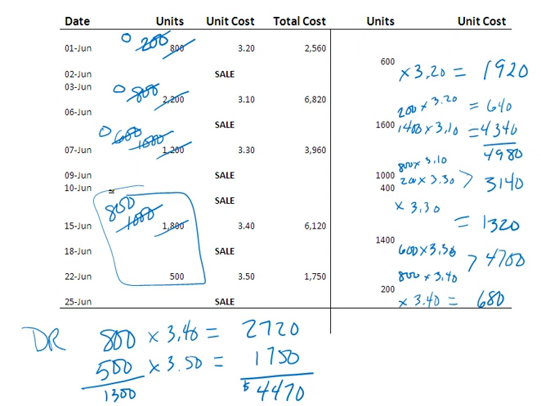Okay, this sloppy mess over here on the credit side is our cost of goods sold. How many units did we sell? Well, if I add up all of those units, that equals 5,200 units. And what was the value? What is the total cost of goods sold? Well, we need to take 1920 plus 4980 plus 3140 plus 1320 plus 4700 plus 680. And let me add those. And I come up with $15,420 as the value of the cost of goods sold.